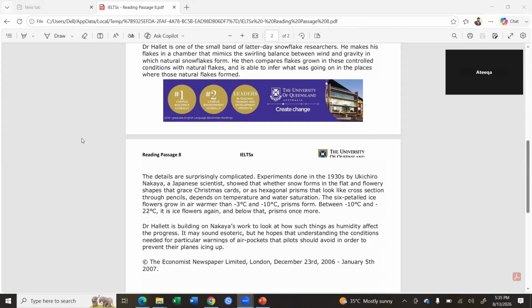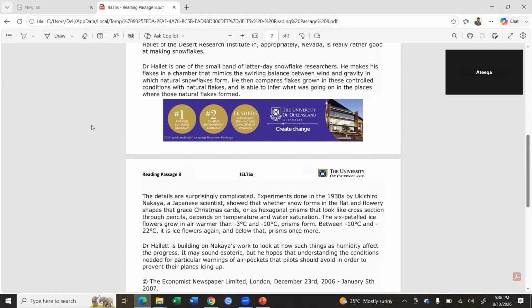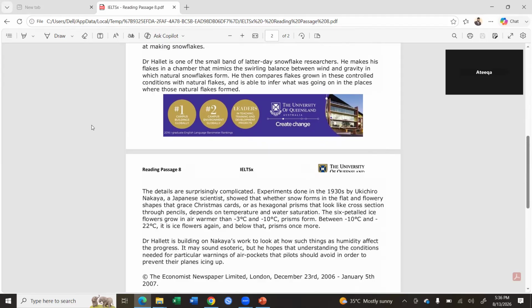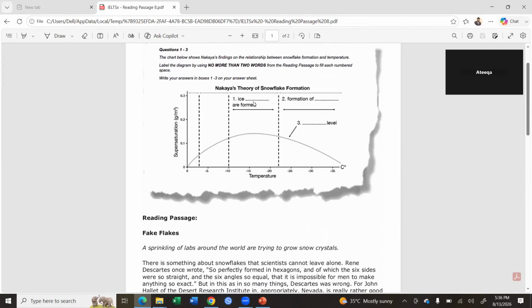Okay, Atika, have you found the answers? Hello? Yes, sir. Okay, tell me the answer to question number one. Here we have ice dash are formed, right? Between minus 10 degrees C and minus 22 degrees C. Ice dash are formed. So what is the dash?